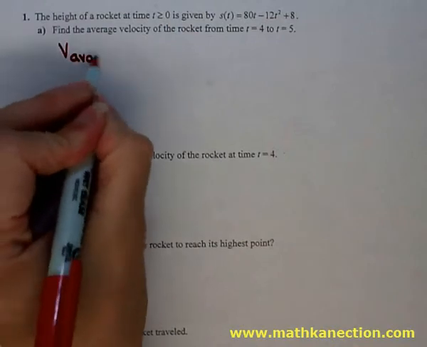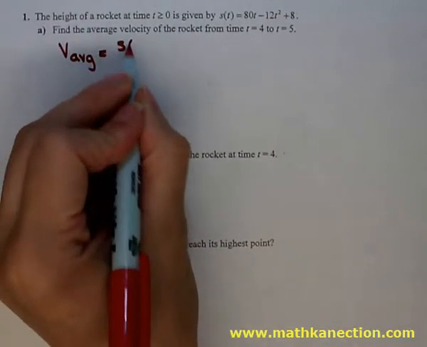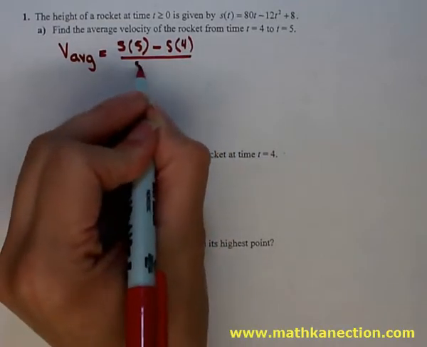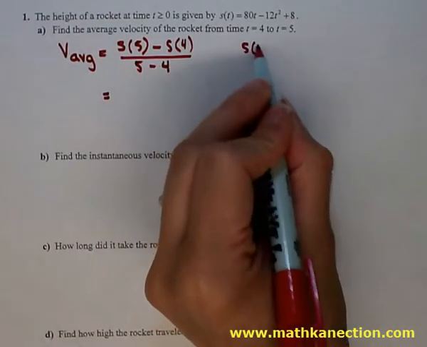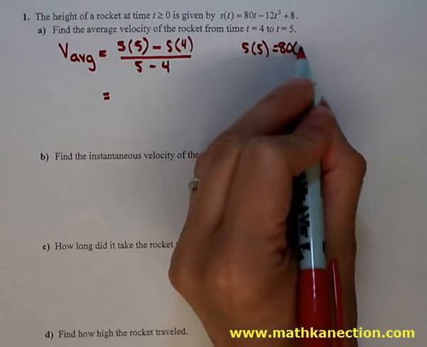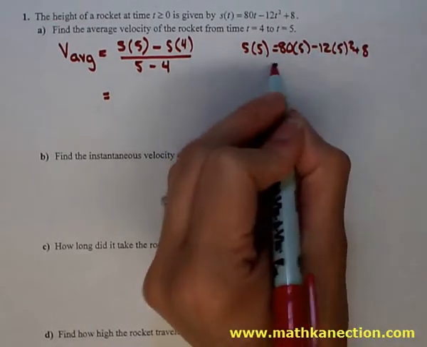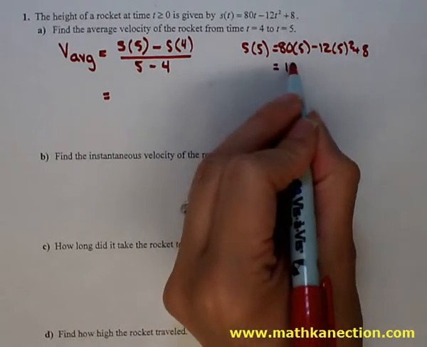Given the height of the rocket by the position equation, we're going to find the average velocity for the rocket from time t = 4 to time t = 5. So we have to use the change in position over the change in time, using the values t = 5 and t = 4. So the position at 5, substituting 5 into the position equation, we get the value of 108.